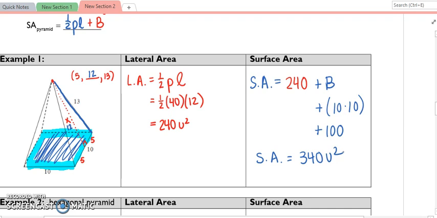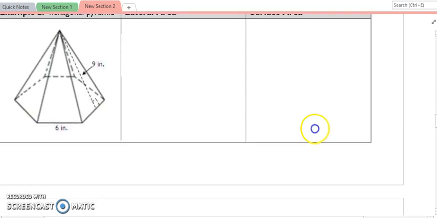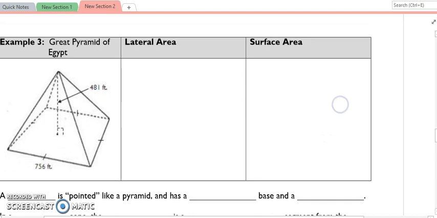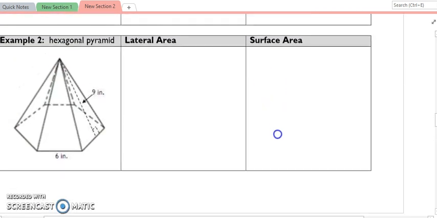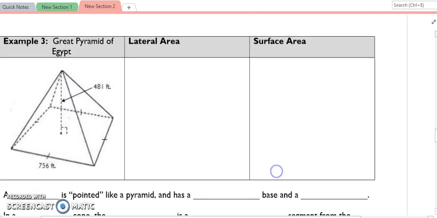All right, I'm going to go ahead and stop here. Here are your instructions. For example number 2, I would like you guys to work with your tables. I would like you to give me an exact lateral and surface area. So that means no decimals. We want radicals, etc., for problem number 2. And then finally in problem number 3, this is the actual dimensions of the Great Pyramid of Egypt. There's some pretty big numbers in here, and unfortunately they don't work out very nicely. So on problem number 3, let's go ahead and round to the 100th place. Okay, so again, why don't you guys work on problem number 2 and problem number 3 with your tables, and when we reconvene, I will go ahead and show you guys the solutions.